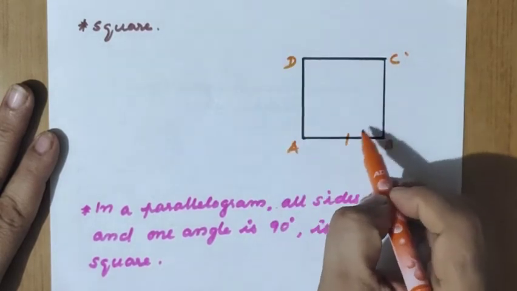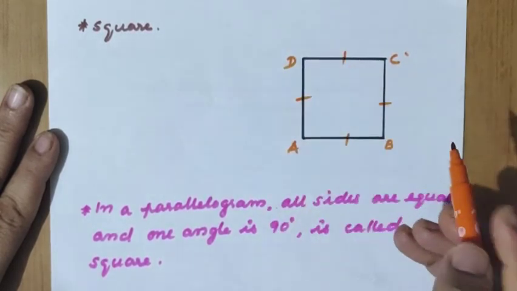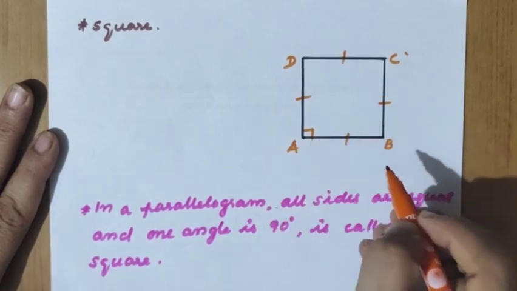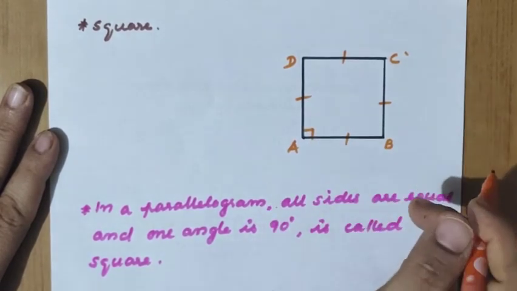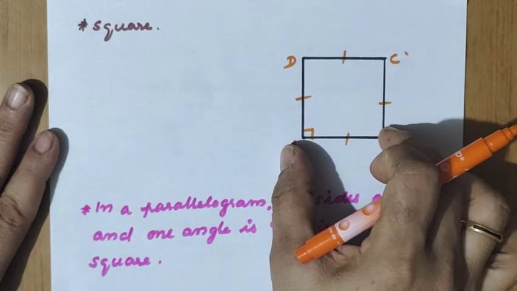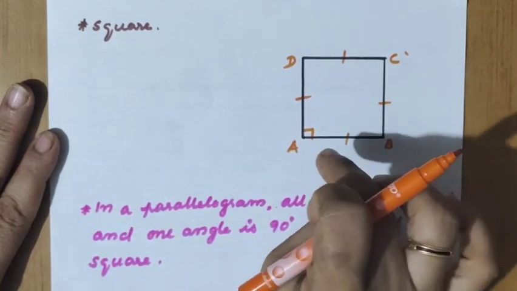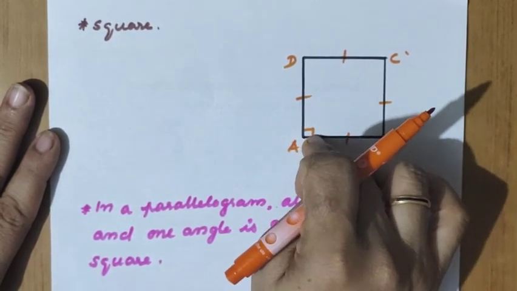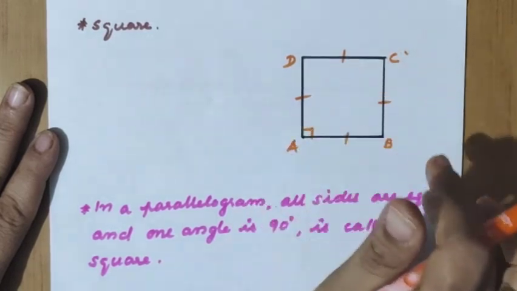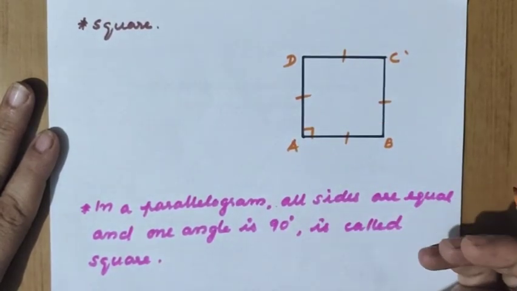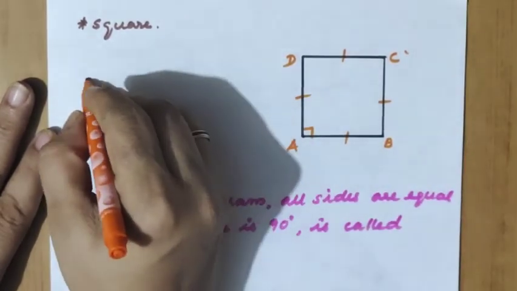In a parallelogram, if all the four sides are equal and one angle is 90 degrees, then it is called a square. We studied the rectangle definition already: a parallelogram in which one angle is 90 degrees. So a rectangle in which all the four sides are equal, we can call a square. So what is the meaning of this?